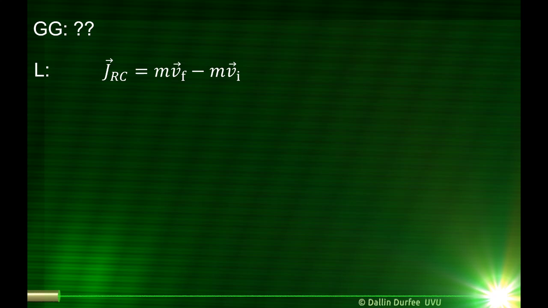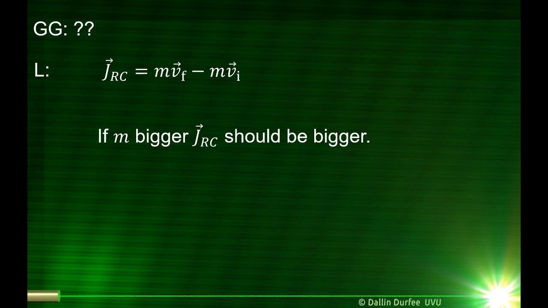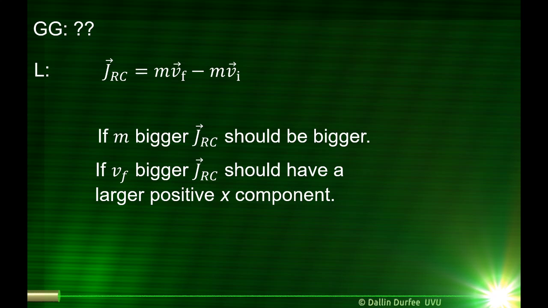Limits, trends, and known cases. Well, if we look at this, if m gets bigger, if we have a bigger car, it should take a bigger impulse to make that change. And that's in fact what our equation says. If v f is bigger, we would expect the impulse to have a larger positive x component. If the final velocity is in the x direction, we have to give a bigger x component of impulse if we want to have a bigger final velocity.